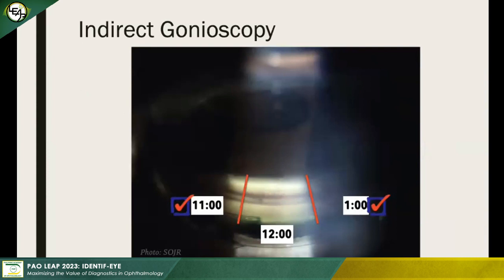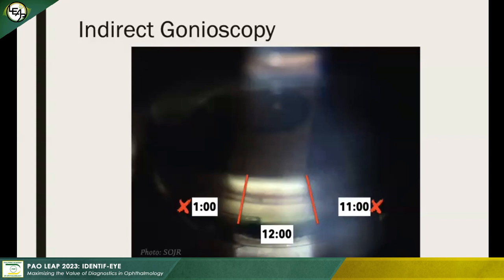So, remember that images viewed with an indirect gonioscopic lens are mirror images. In this example, viewing the inferior lens, we are actually seeing the superior angle. So do not confuse this configuration with 1 o'clock on the right and 11 o'clock on the left, with this. So in this image, this interpretation is false, right?